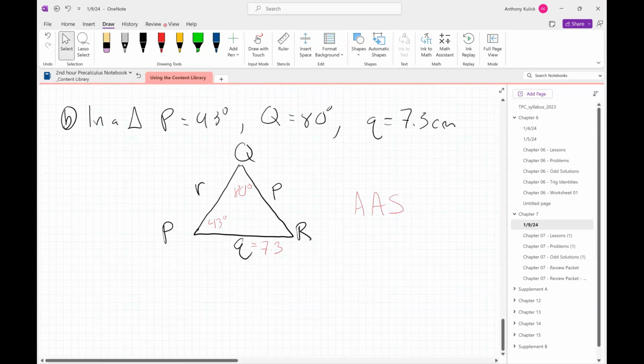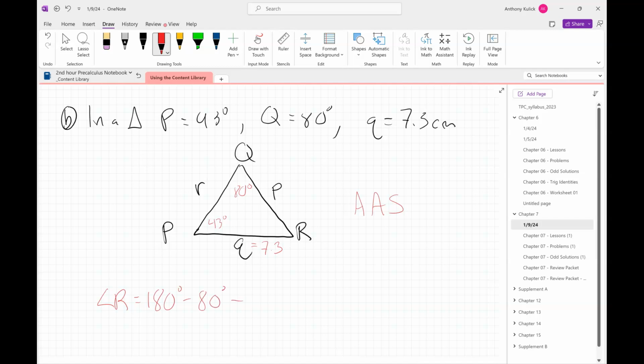Okay. What can I get for free, basically, right away? Angle R. How do I find angle R? Great. 180 minus 80 minus 43, which comes out to be 57.